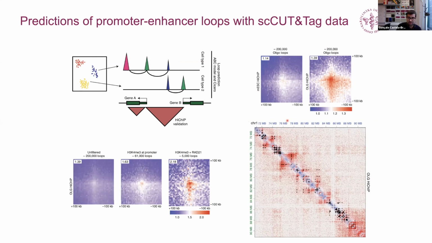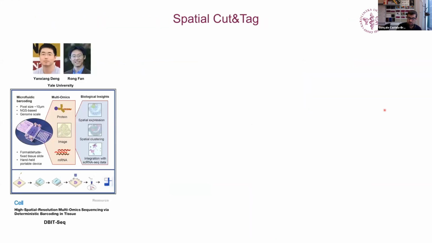Okay, now just to finalize. We've been focusing a lot on this single cell cut&tag technology, but one thing that is also quite interesting is to do it at the spatial level. In order to do this, we started a collaboration with Rong Fan's lab, Yanxiang Deng at Yale University. Rong and Yanxiang had, a few years ago, a paper where they described DBiT-seq, a novel technology that allows spatial resolution in the RNA sequencing data.